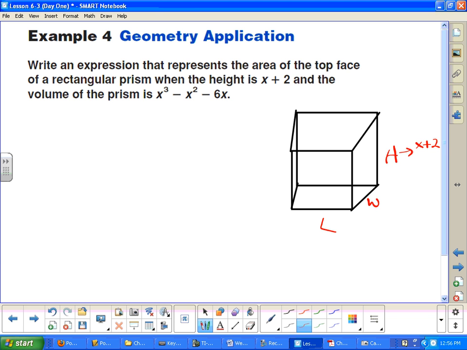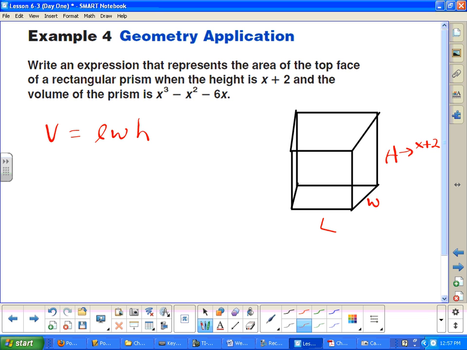How could I take the volume? So volume is equal to length times width times height. Okay, and it says find the area of the top. Well, what's the area of the top represented by? Length times width.